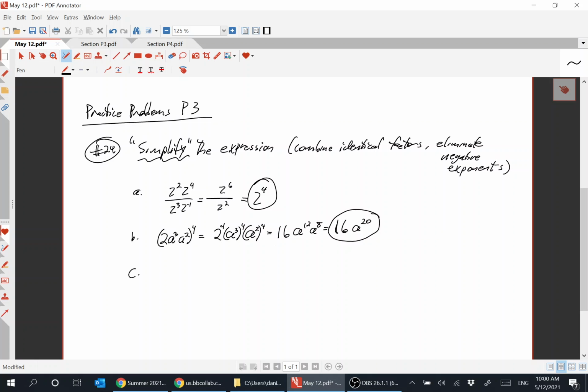C, minus 3z squared to the 3rd, and then 2z to the 3rd. Sorry, my z's look like 2's.